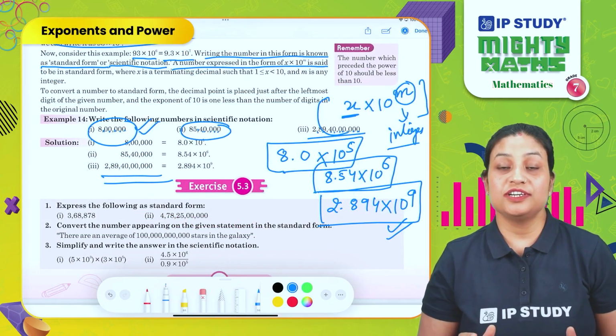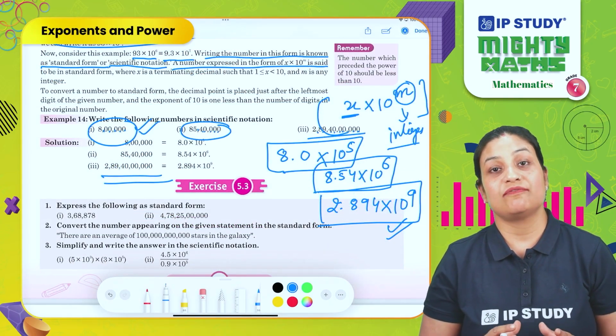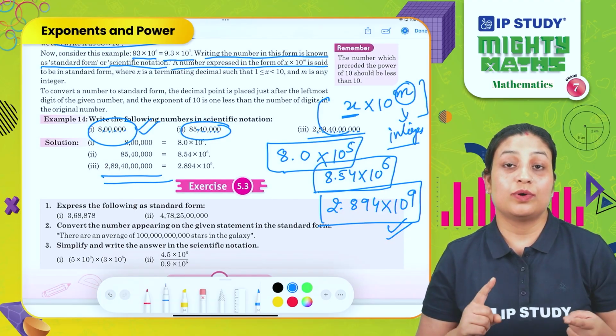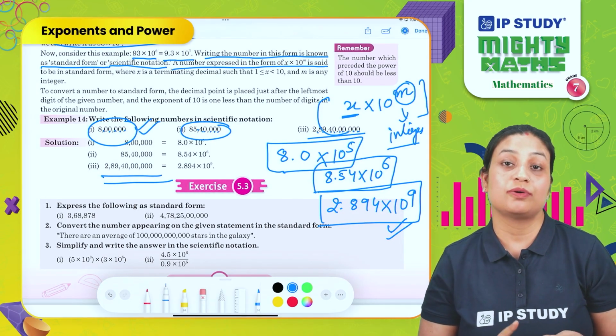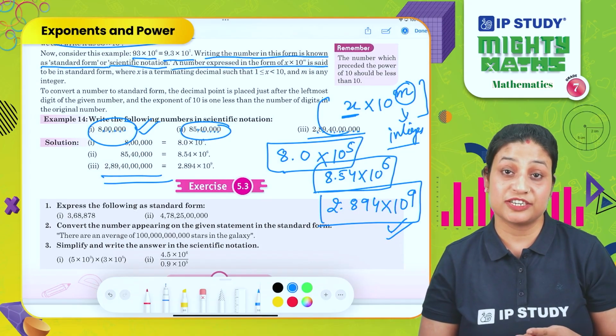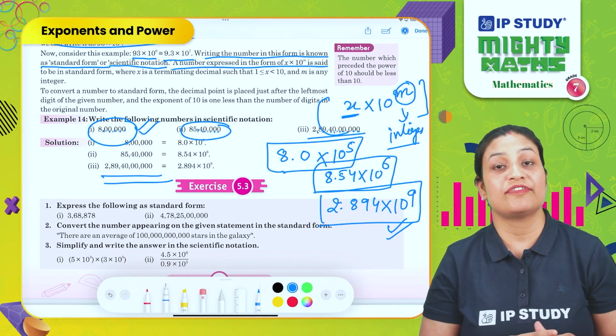So I hope, students, you have understood the topics that we have covered in this lecture: what are exponents, why we need exponents, the laws of exponents, how to apply laws of exponents to simplify expressions, and the standard form of any number.